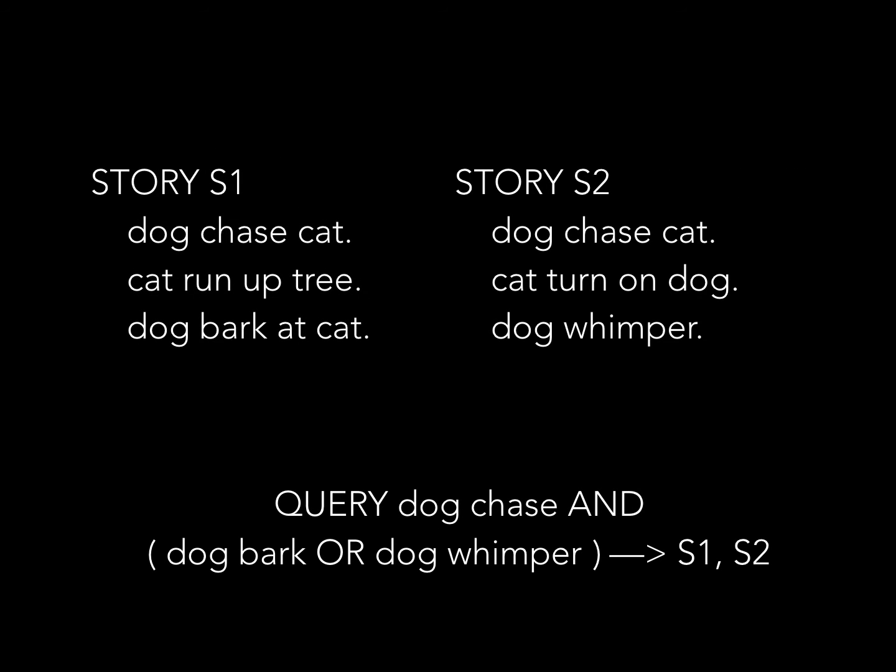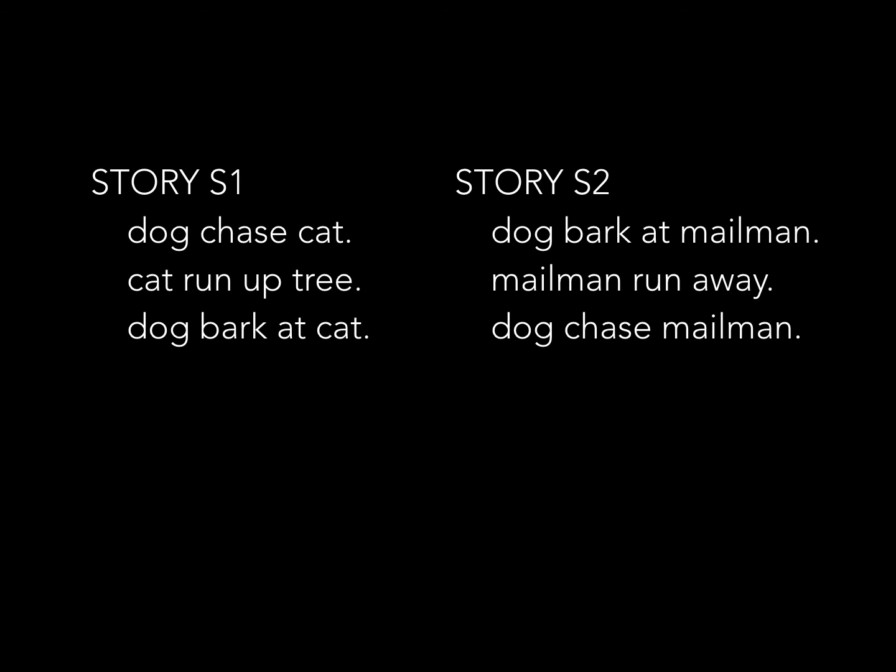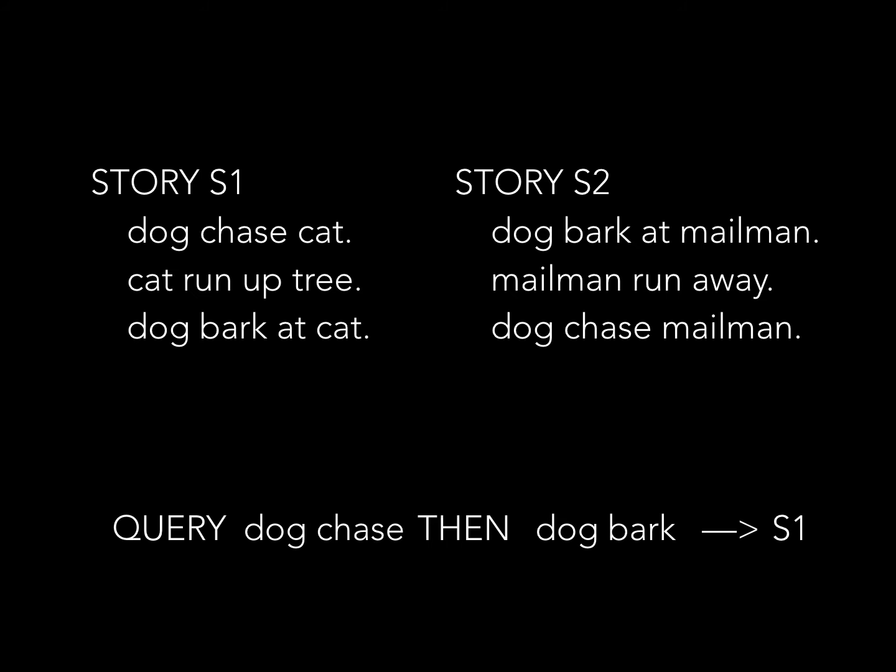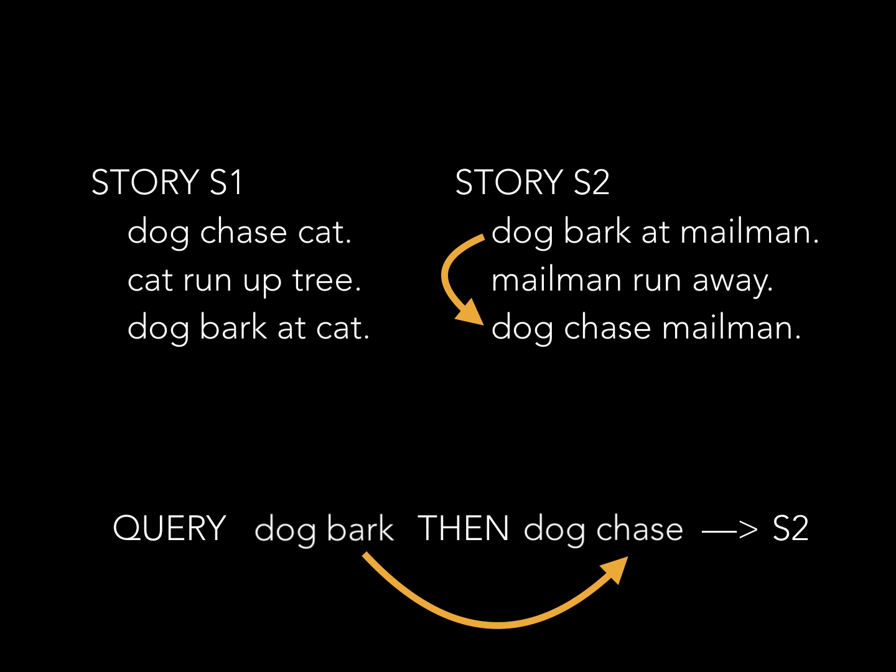As you might expect, it is also possible to create complex expressions using parentheses to specify precedence. For example, here we are looking for stories in which a dog is either chasing and barking or chasing and whimpering. Besides the logical operators, there are two other types of operators which I've dubbed temporal operators, since they define a relationship between their operands in time. The first of these is the then operator, which defines a sequential relationship. So for example, dog chase then dog bark matches S1 since S1 uses the clauses in that order, while dog bark then dog chase matches S2 since there the order is reversed.